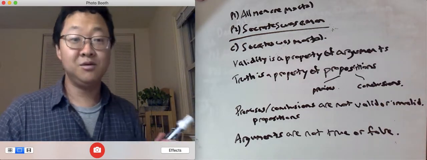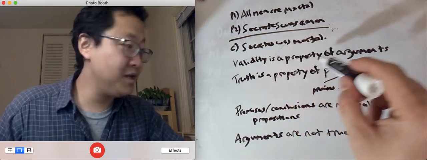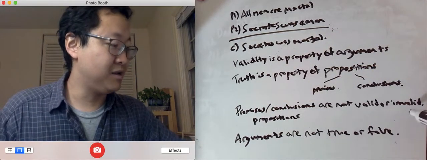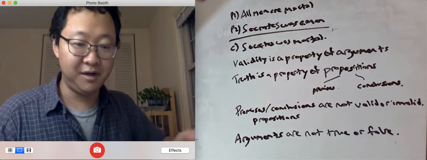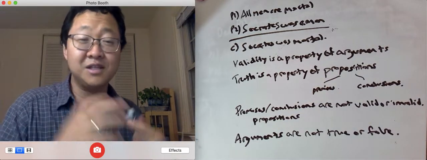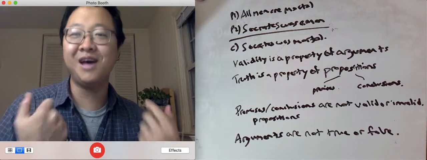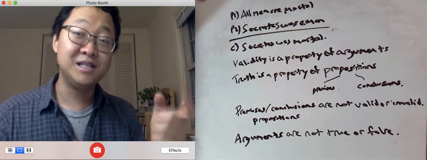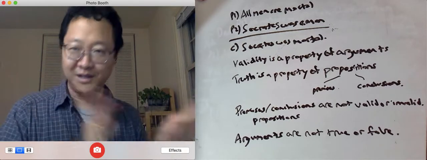Okay, so these are the things you should know. Validity is a property of arguments. Truth is a property of propositions. Premises and conclusions are not valid or invalid. Arguments are not true or false. And the incorrect thing students often say is when they say, oh, that argument's true. Okay, that doesn't make sense. Or when they say, that's a valid premise, doesn't make sense.